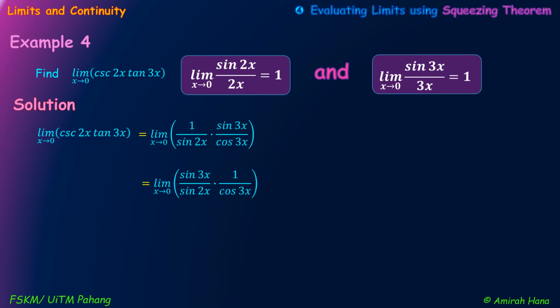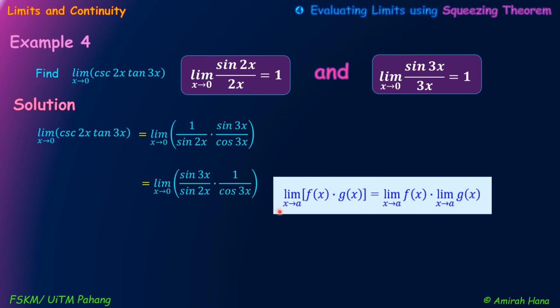Alright, from here, we have a multiplication of limits. So we can separate using the properties of limit: limit as x approaches a of f(x) times g(x) equals limit as x approaches a of f(x) times limit as x approaches a of g(x). We separate the limit so we get two multiplications of limit. So from here, we can write like this: limit as x approaches 0 of sine 3x over sine 2x, and then times limit as x approaches 0 of 1 over cos 3x. Alright, from here we have two multiplications of limit, so we can solve one by one.